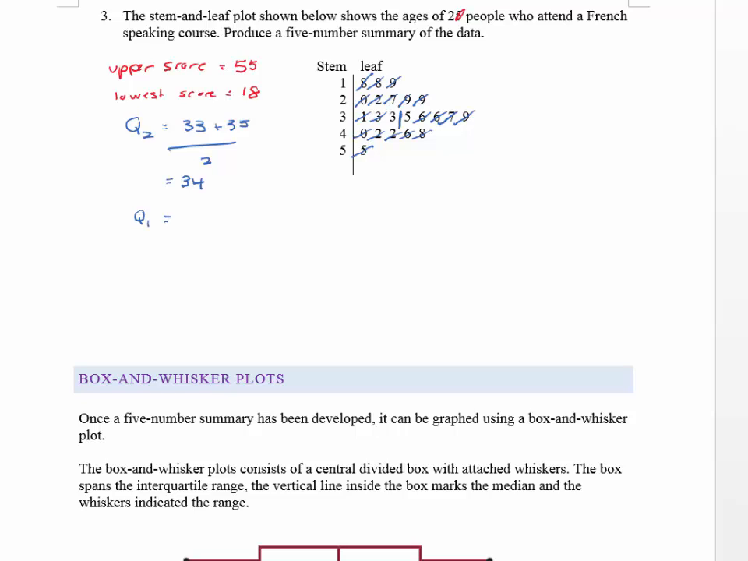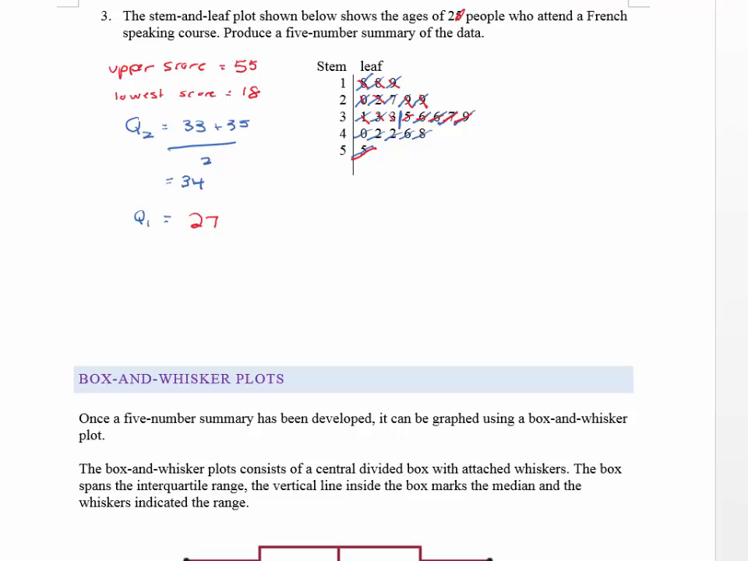So we need to find the middle. So let's have a look. 1, 2, 3, 4. And let's count down. 1, 2, 3, 4. And then 5 and 5. And so we can see Q1 is 27. So that was nice and easy. And then looking at my other sets of scores, well, let's count in 1, 2, 3, 4, 5. And we'll count from the back.